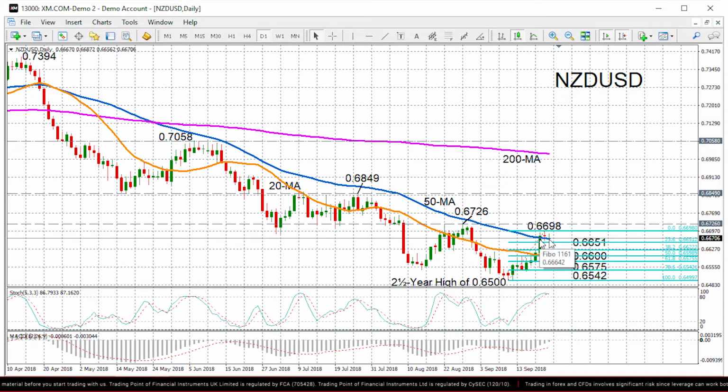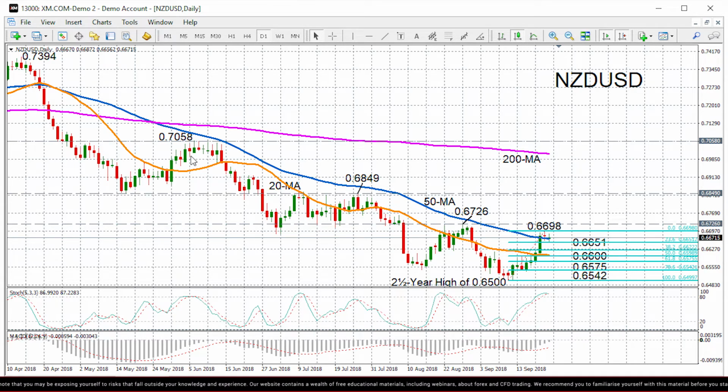We saw prices breaking above the 50-day moving average for the first time since April. Immediate resistance is coming from the 0.67 level, and not too far above that, 0.6726 is the August top, so that's another major resistance. And then further up, we've got the July top of 0.6849.